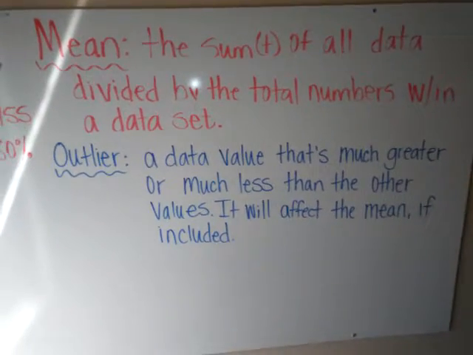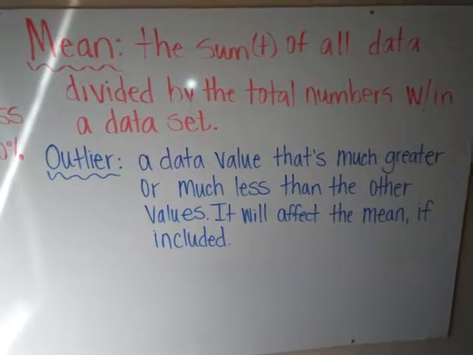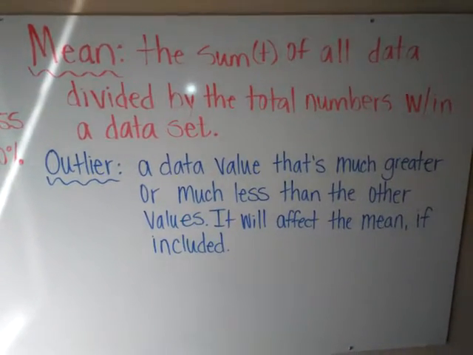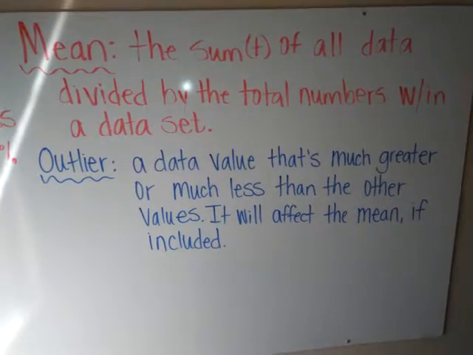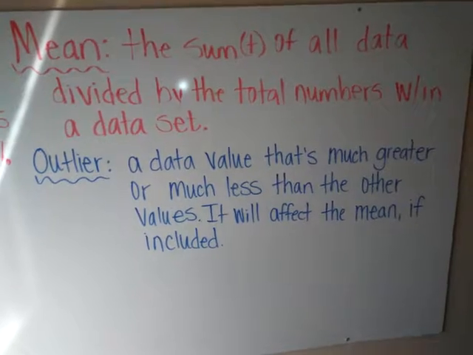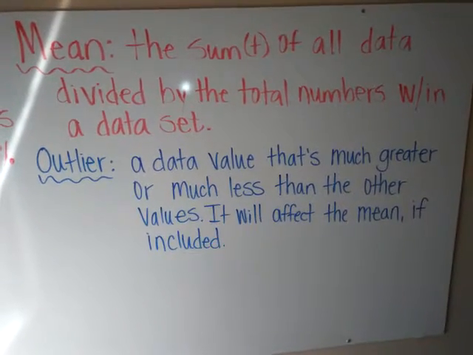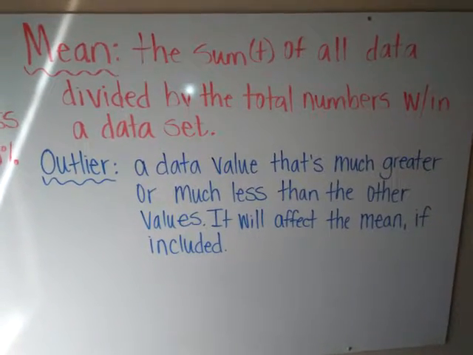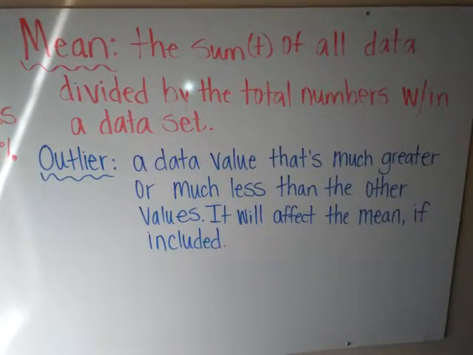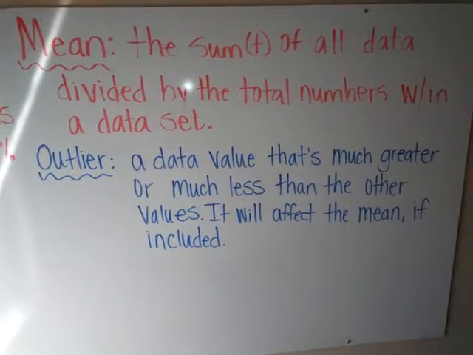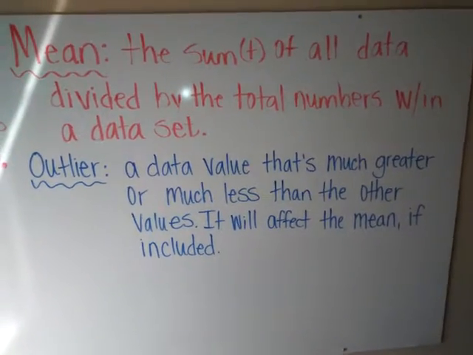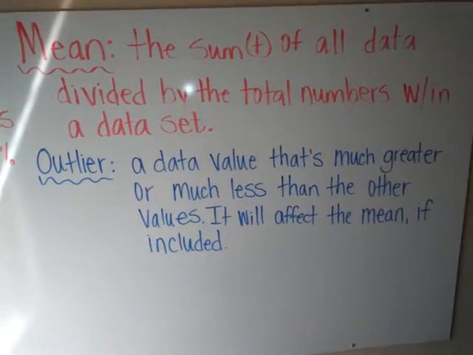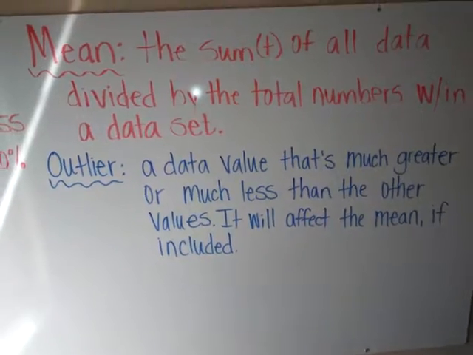What an outlier is, another key term there: a data value that's much greater or much less than the other values. It will affect the mean if included. At times you will have to find the mean when the outlier is included in the data set, and you'll have to find it again sometimes when you exclude it, meaning not included within the data set. And what will it do to the actual mean? It will change your outcomes.